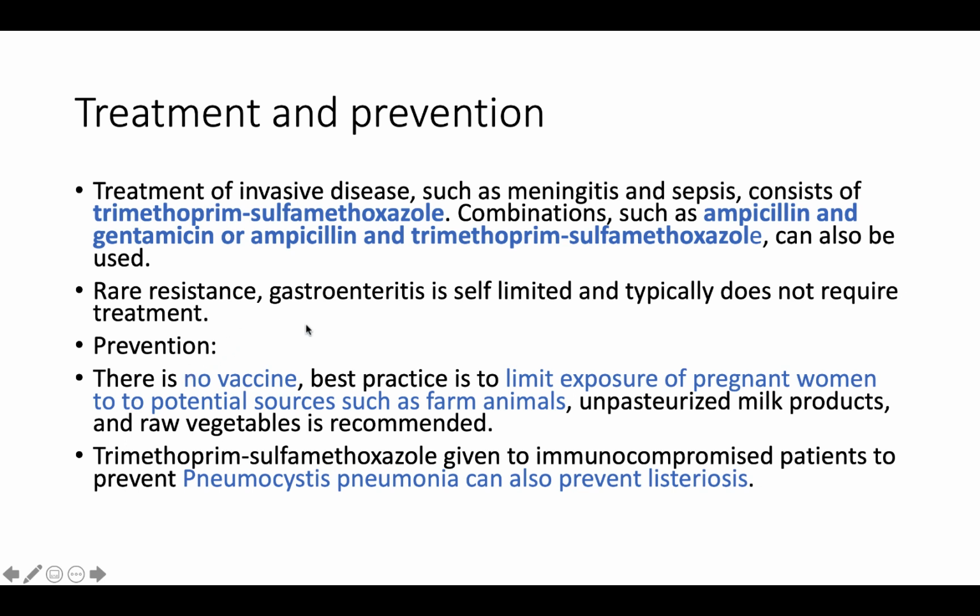In rare instances, this is self-limited and typically does not require treatment. But for prevention, there's no vaccine. So again, do not eat unpasteurized milk products or raw vegetables. You have to wash them. Limit exposure of pregnant women to these sources, and farm animals as well, just to be safe. Patients with HIV at certain CD4 levels are given sulfatrim to prevent pneumocystis pneumonia. This can also prevent listeriosis in these patients.